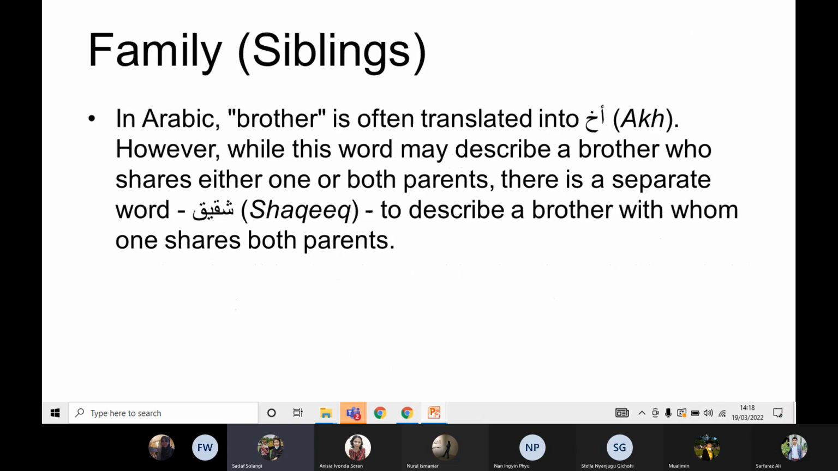Yeah. Now it's the term of family or the sibling. Okay. In Arabic, a brother is often translated into one word, however while this word may describe a brother who shares either one or both parents, there is a separate word like shaki to describe a brother with whom one shares both parents. Okay, so the word brother also has different words in different languages. Can you please change the slide?